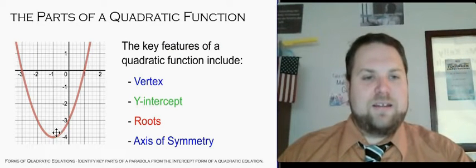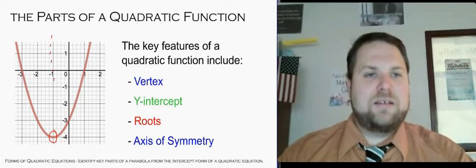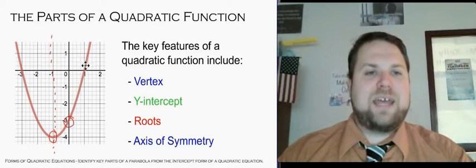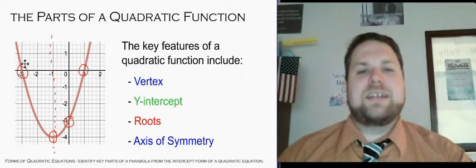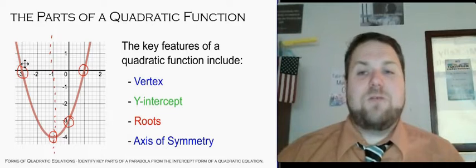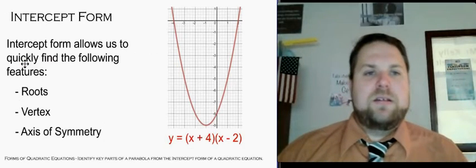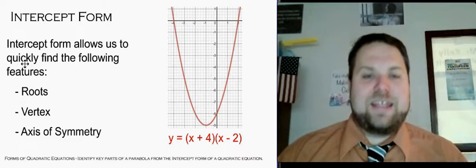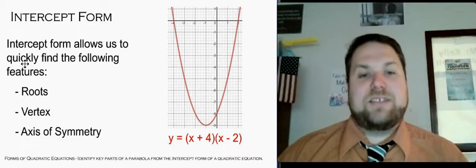So remember, we have all these key features we're looking for. We can find the vertex, the axis of symmetry, which is an equation, and the vertex is an ordered pair. We can find the y-intercept, where it crosses the y-axis, and the x-intercepts, where it crosses the x-axis. Since this is called intercept form, I bet you can guess what plays a key role. Intercept form allows us to very easily find the roots of a quadratic, and that is the primary use of this.